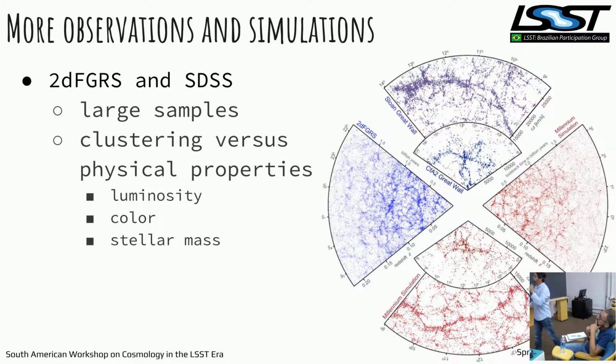The other side of the revolution happened on the simulation side. The resolution and the quality, the physics used to build the simulations, also improved a lot, and these simulations would reproduce what you observe in the universe in terms of structures. One consequence of having these larger samples of galaxies is that you could slice them by different properties like luminosity, color, and stellar mass, and have a better understanding of the universe.